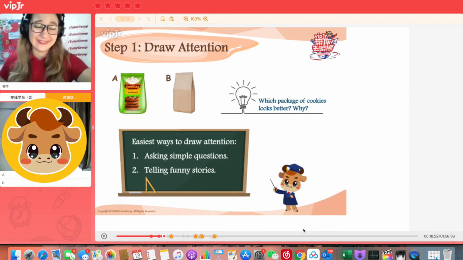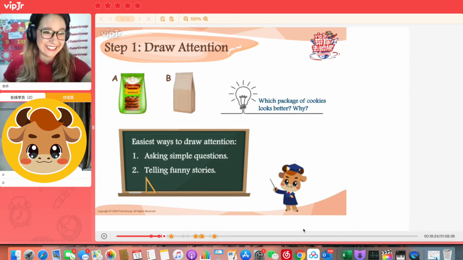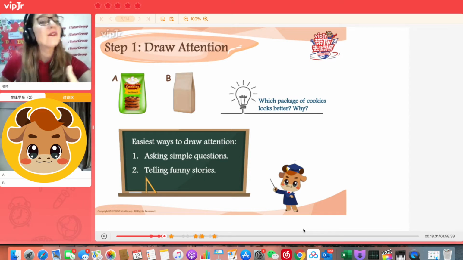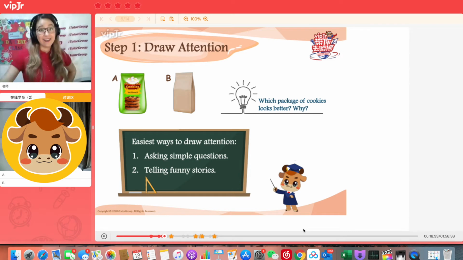Because the first time we see it, we don't know what's inside it. Exactly. And we don't know if it looks good or bad. Exactly. We have no idea what's inside that bag. And it doesn't look nice at all. So we're not going to choose it.